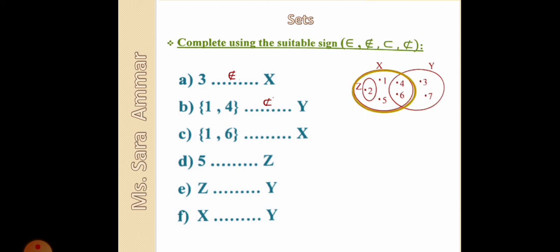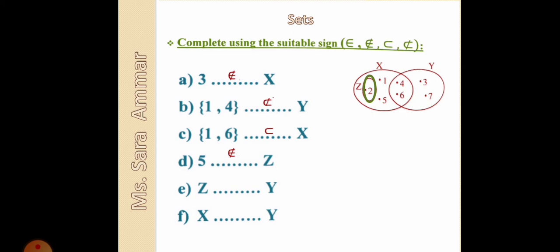Now look at set X. Does it have 1 and 6, both of them inside of it? Yes. So set of 1 and 6 is a subset of set X. Now 5 here in question D is an element. So you have to choose between belong and doesn't belong. But we're talking about set Z, which has only the element 2, no 5s. So 5 doesn't belong to Z.